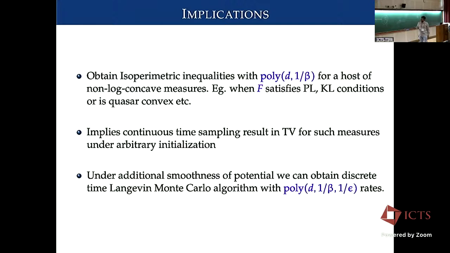And as I already mentioned, whenever you have things like a Poincare inequality or log-Sobolev inequality, it means that you can start from any initial distribution and sample from the right or close to the right distribution, under whichever distance, exponentially fast. And with some additional smoothness properties, you can actually convert these to discrete time. You can get poly(d, 1/beta, 1/epsilon) type results, where epsilon is the TV distance between the distribution that I give and the target distribution.